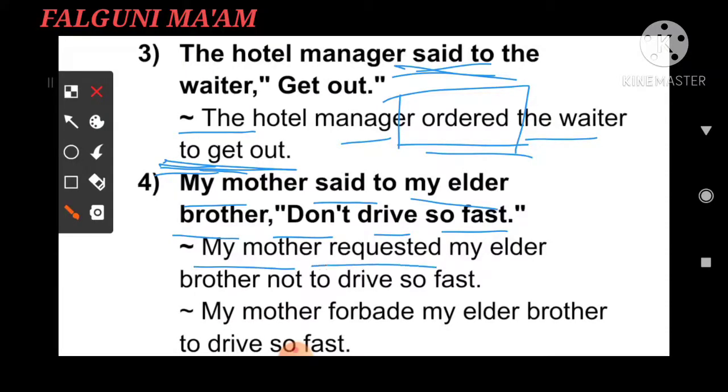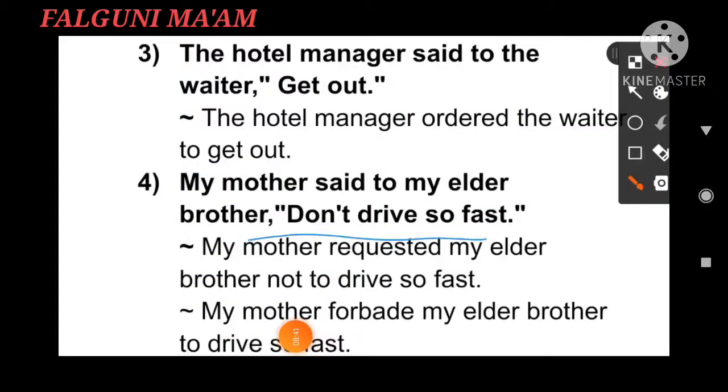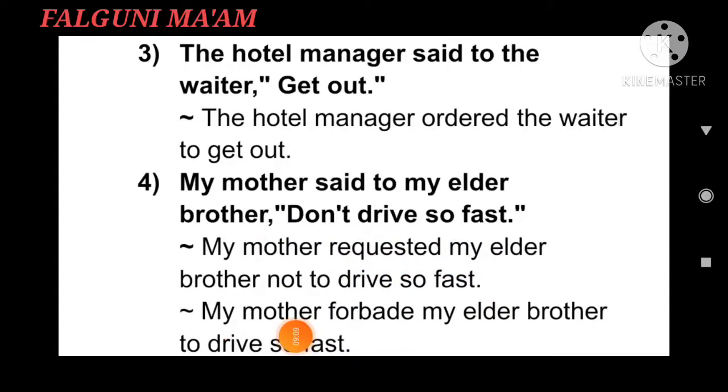So my mother requested my elder brother. See, mother requested. If the feeling is not clear, you can also write here told. So the mother requested my elder brother not to drive so fast. Why not to drive? Because the sentence is negative, right? Now we have to remove do. So here we have not to drive so fast. Clear? So before the verb to, and before to, not. You cannot write like to not drive. You have to write it as not to drive, because to comes where? Before the verb.